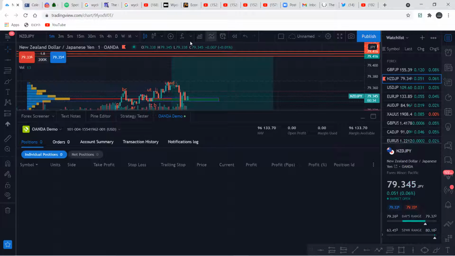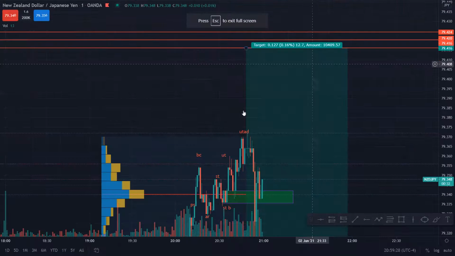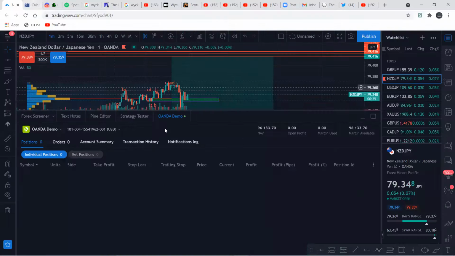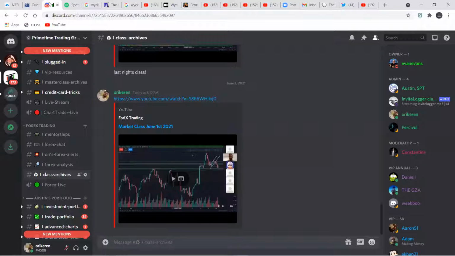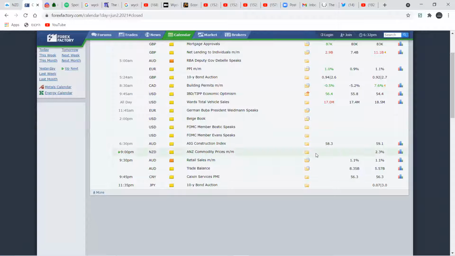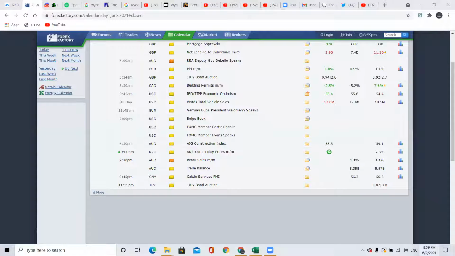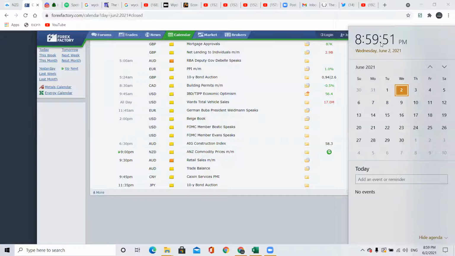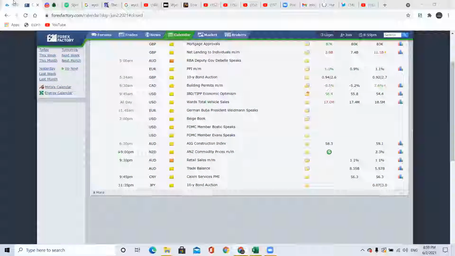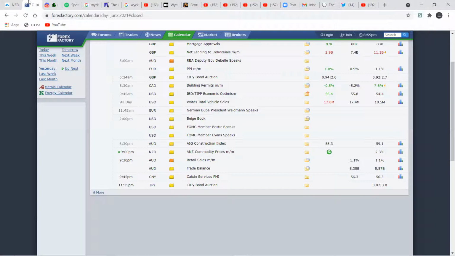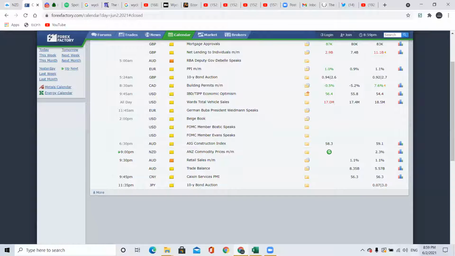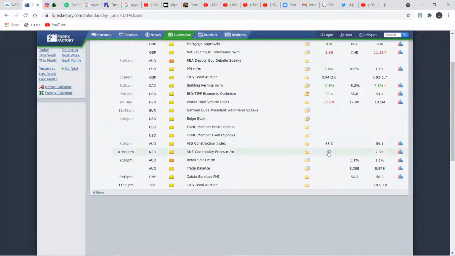We have 1 minute left. I really think this is going to jump up and just skyrocket right now. We're already moving up. That's a good sign. Let's see how it moves. We have less than 1 minute left. We have 30 seconds left, more or less. Comes out in 20 seconds. How much time do we have? 10 seconds left for the news. We're already moving up on New Zealand yen. 4, 3, 2, 1. News came out.